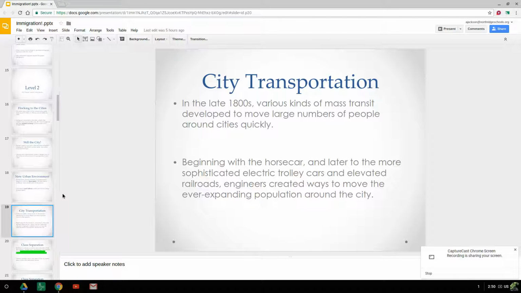Also, with the rise in population and growth of these cities, on top of a need for living areas is a need for transportation. You have to ask yourself, how do you move so many people around cities much quicker? And that is very simply as you come up with new ways to do it and do it very efficiently. We'll start off with horse cars, but later move to very sophisticated electric trolleys like you see in San Francisco, or elevated railroads like we see in the city of Chicago, also known as the L trains. Engineers will also create ways to move around the ever-expanding populations in the city by going underground with the subway system in big cities like New York, and also the MARTA system in Atlanta.